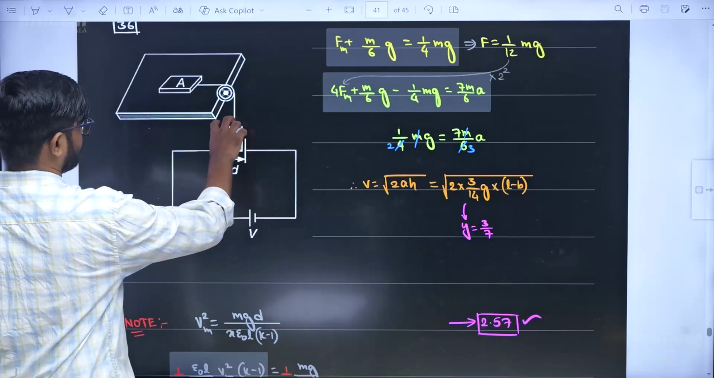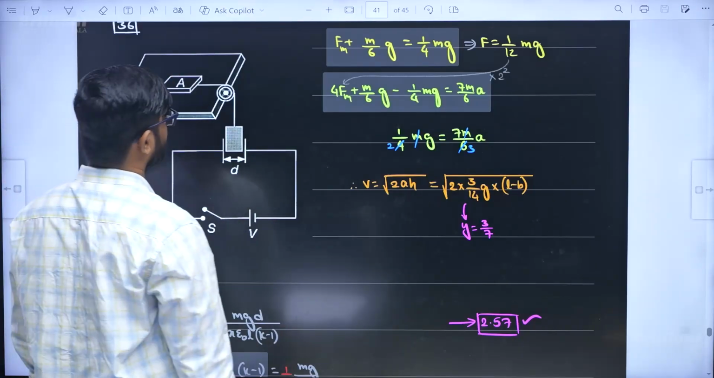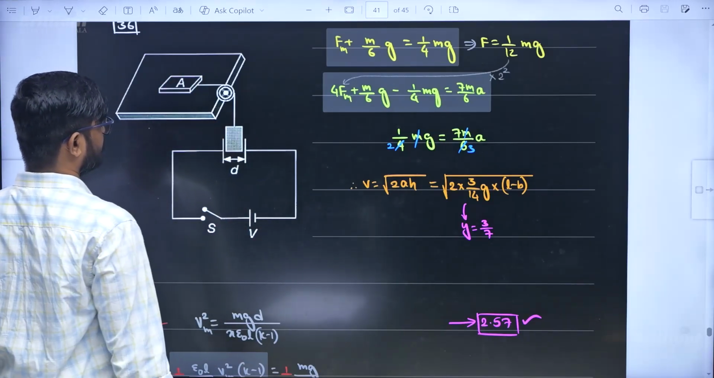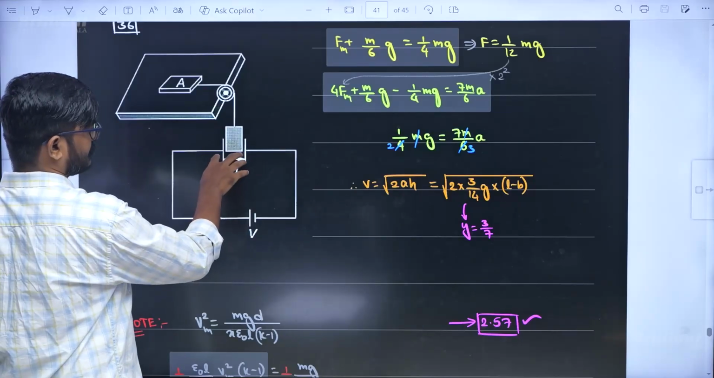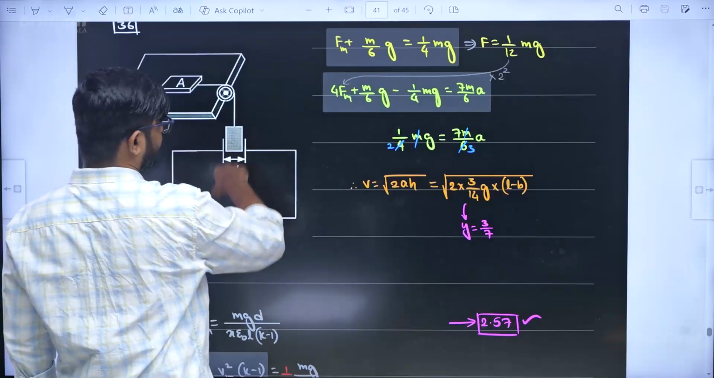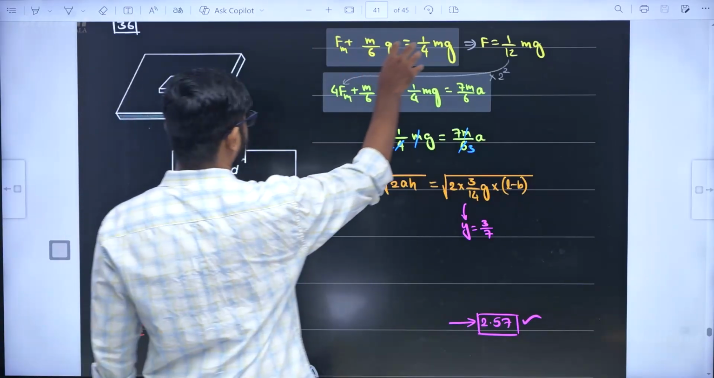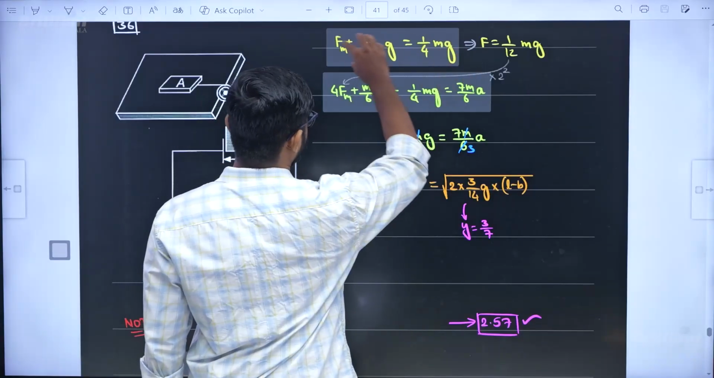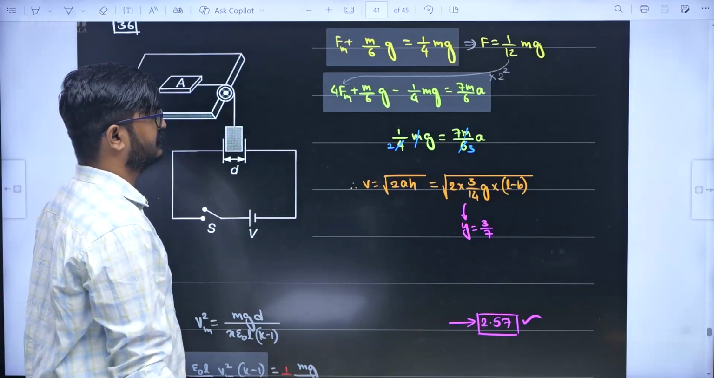So this is mg by 6, but the maximum friction here is mg by 4. So maximum friction is more than this, so it can't come down. So when you close the switch, because of the induced charges and attraction between the plates and the dielectric, it starts moving. The meaning is that the extra force coming now plus the weight of this is just overcoming the maximum friction. So basically that force by the capacitor plates is mg by 12.